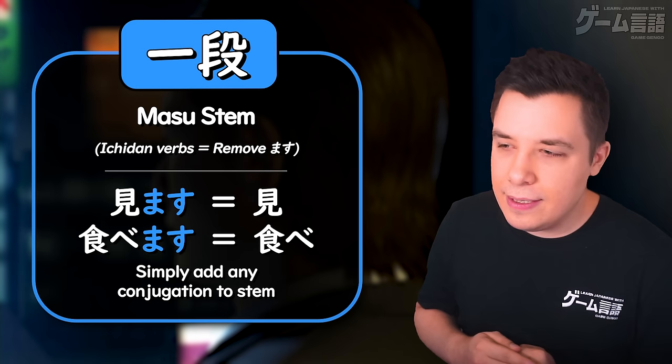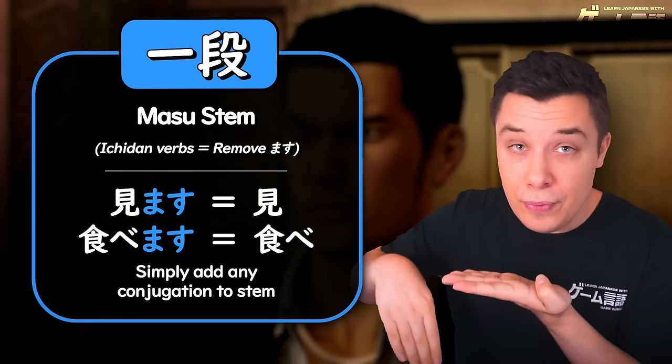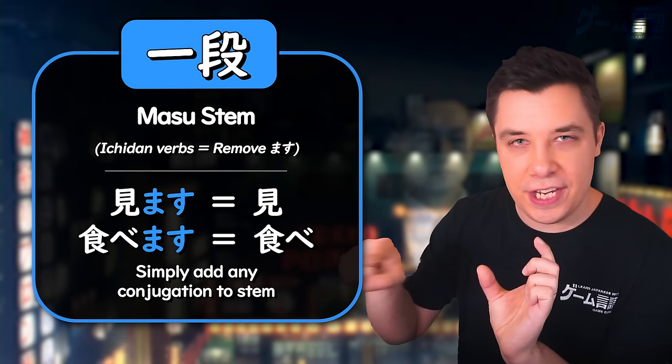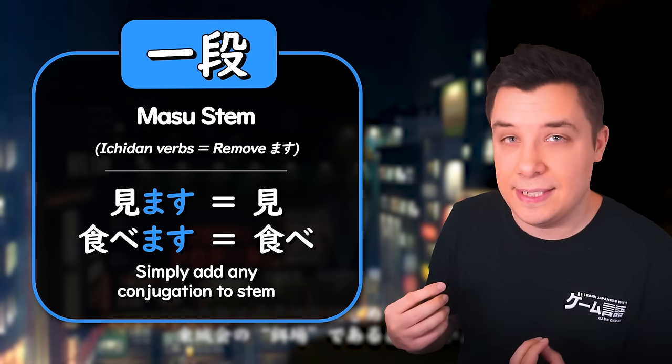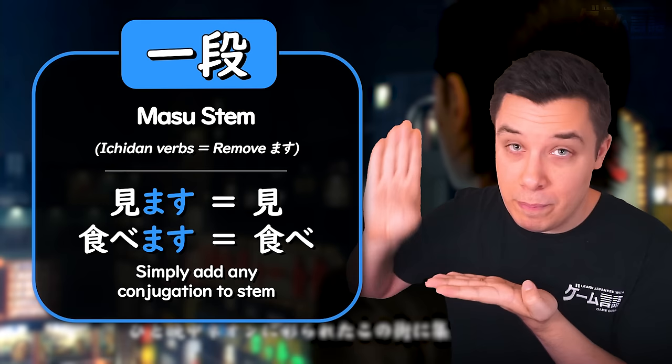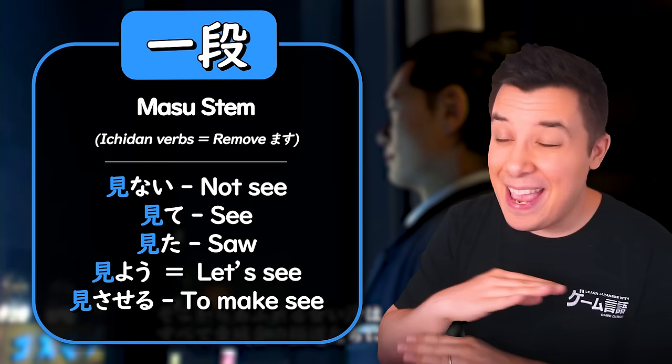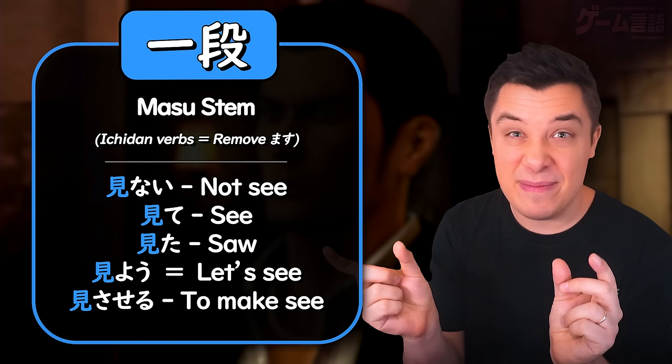Now, we just saw that all you have to do is drop the ru for a verb to make this stem, and then every other conjugation for ichidan verbs you just attach to the end. Well, this stem is actually known as the verb stem or the masu stem. And the reason why is because if you just remove masu, you're left with this last little bit, this stem part. Mi, mimasu, to look, mi. Every other conjugation, whether it's the nai form, the potential form, the causative, you just add that to the mi. That's it. Super simple. So this is known as the masu stem.